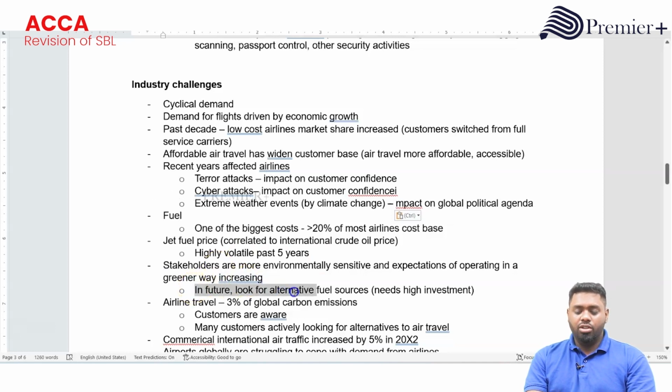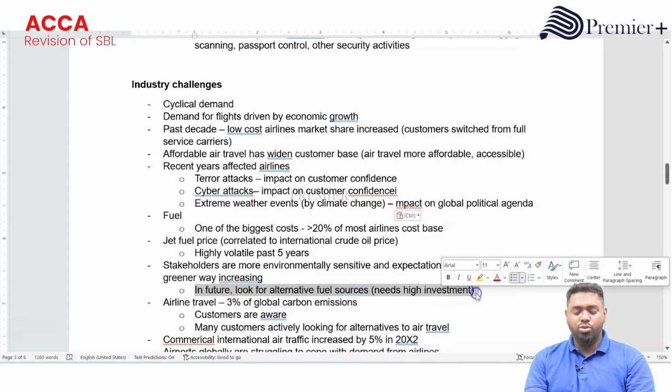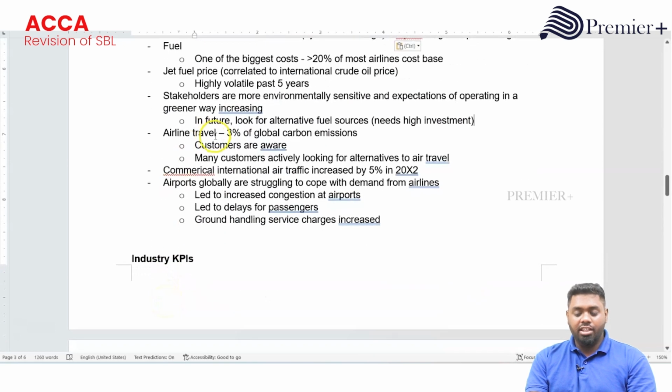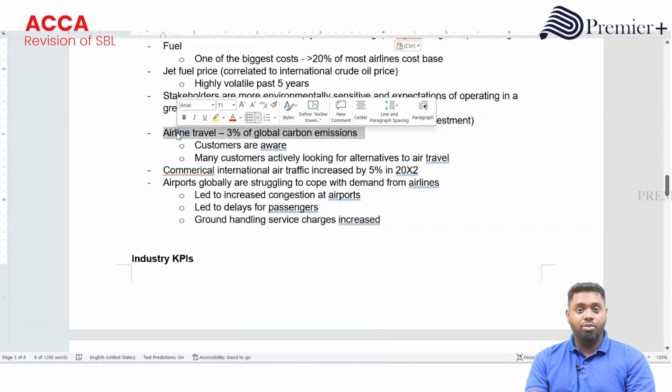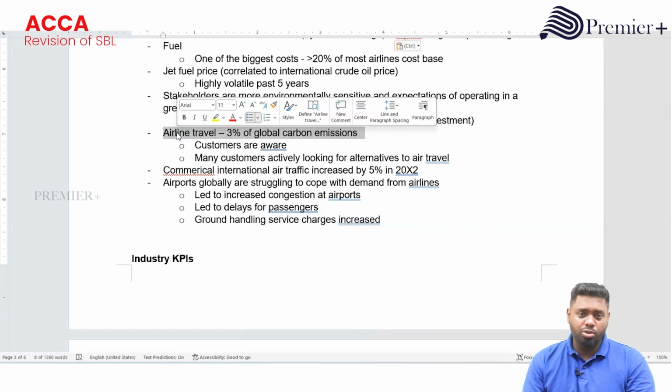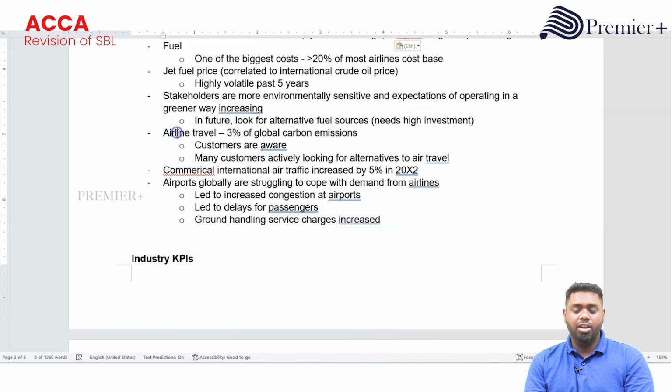In future, look for alternative fuel sources. That's why Cochets has planned to look for alternative fuel sources in the future, and this obviously needs high investment. Cochets will need a lot of money to start this project. If you look at airline travel, 3% of global carbon emissions comes from airline travel. 3% of global carbon emissions, not the country or the continent. Global carbon emission, 3% comes from airline travel.